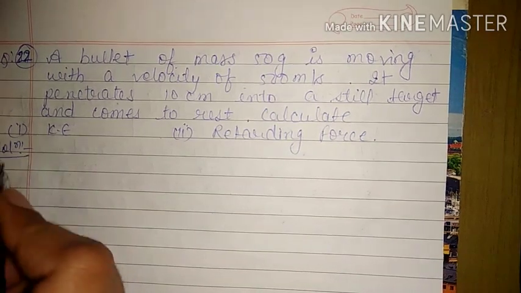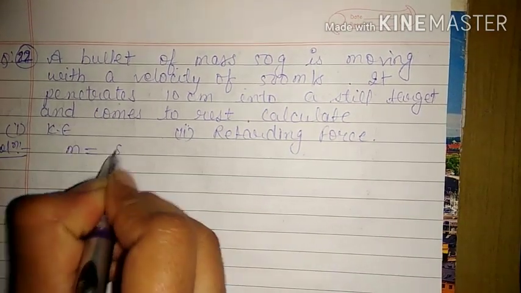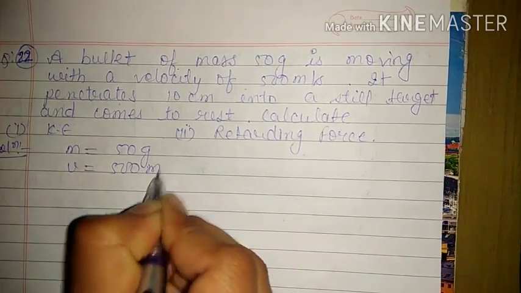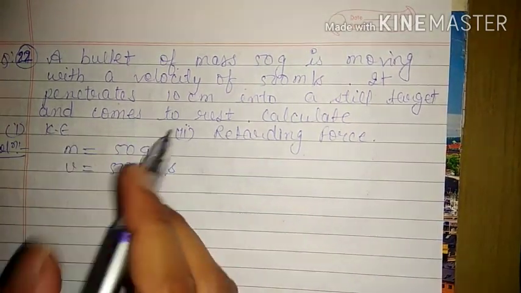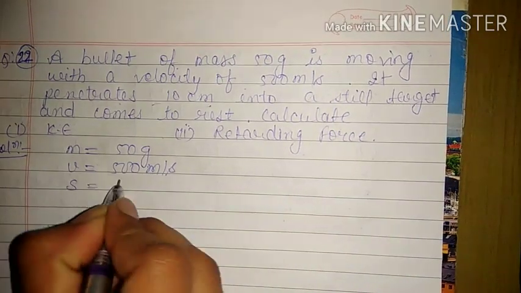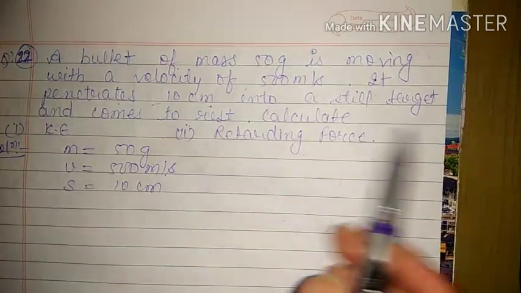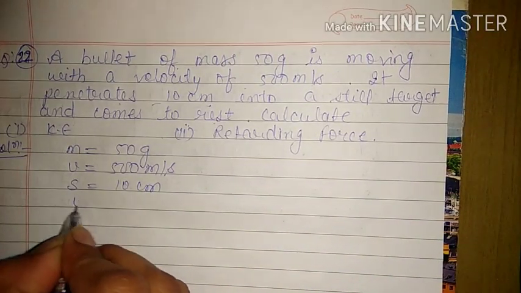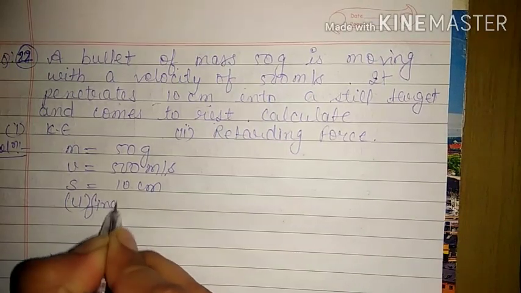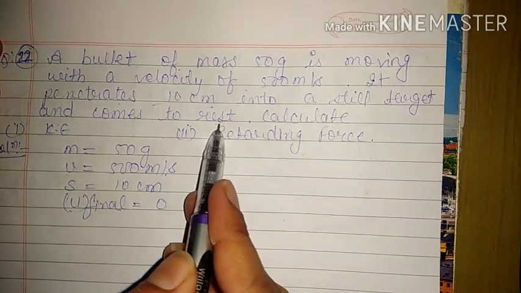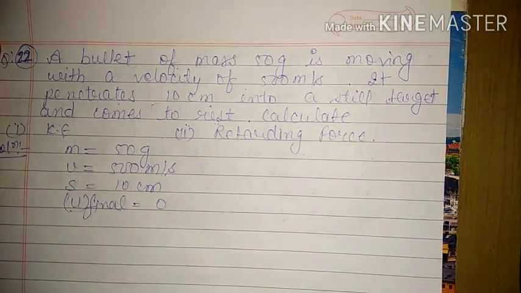So what is given? Mass is given, that is 50 gram, moving with a velocity of 500 meter per second, penetrates 10 centimeter into a still target. That means displacement is 10 centimeter. And then comes to rest. That means final velocity, you can denote it by anything, say v final, is equal to 0. Finally it comes to rest. Then calculate the kinetic energy.